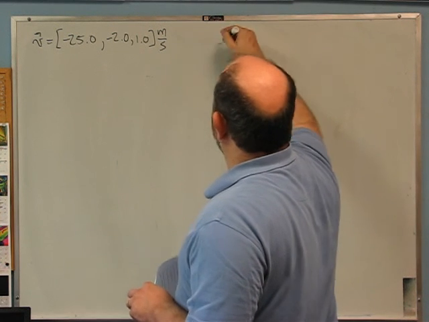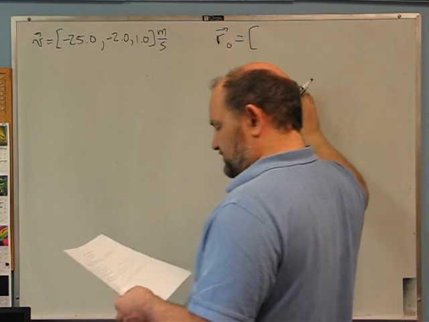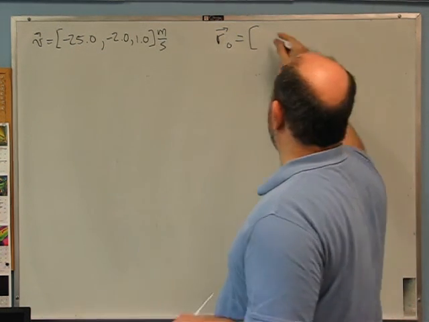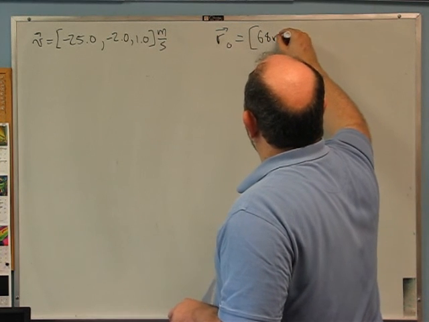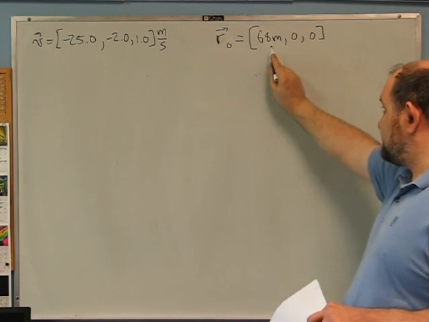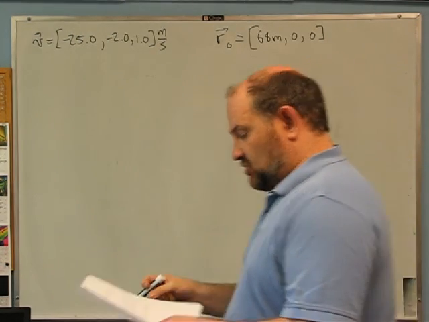What that says is that its initial displacement, which I will call r sub 0, is equal to 68 meters away in the plus x direction from the origin, 68 meters, comma 0, comma 0. Right? That is in the plus x direction, 68 meters away from the origin. When and where does this ball cross the yz plane?